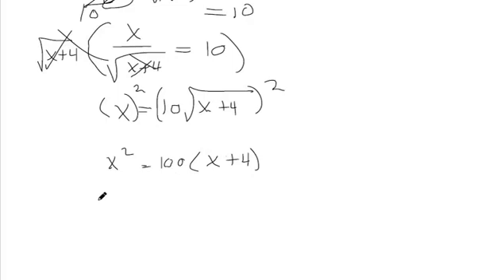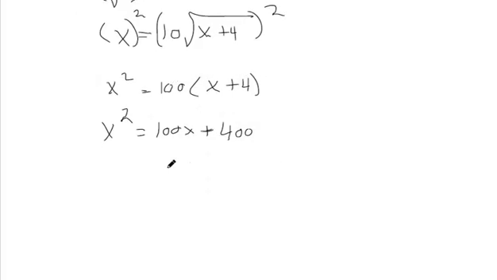Still trying to get x by itself, and you might recognize now that this is quadratic, which means we're going to want to try to factor or rewrite it somehow. So I distributed that 100. I multiplied everything inside the parentheses. And then quadratics, we like to set them equal to 0. So I'm going to subtract that 100x and subtract that 400 from both sides.